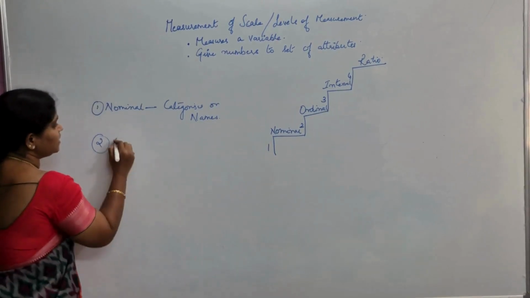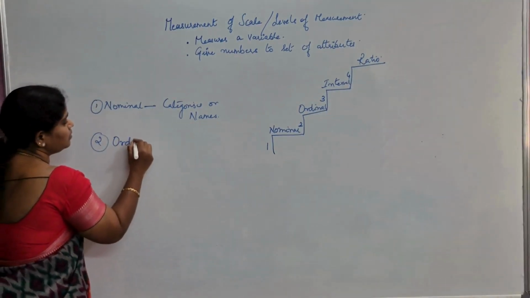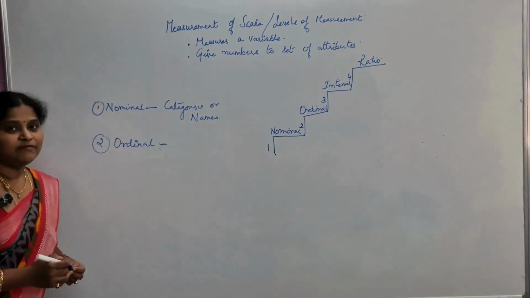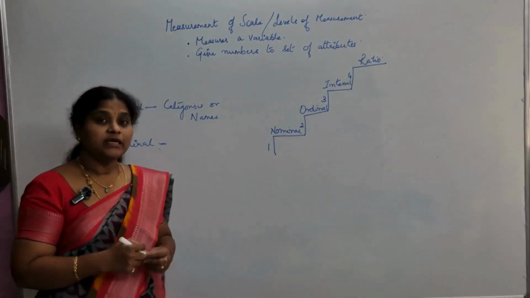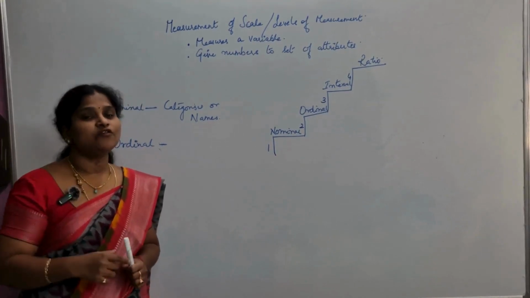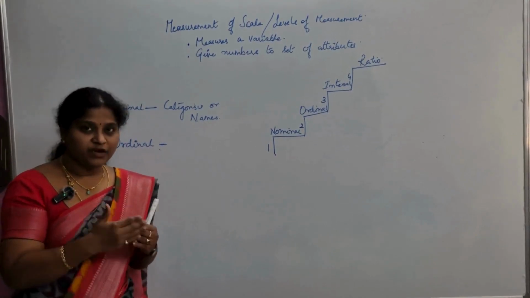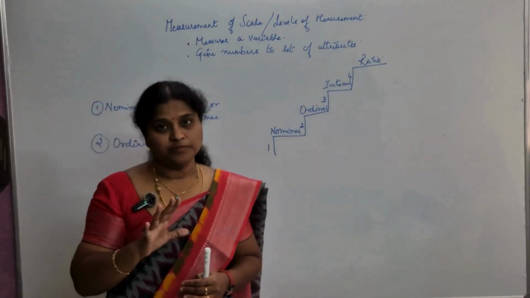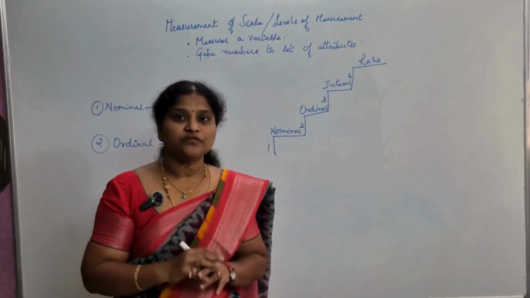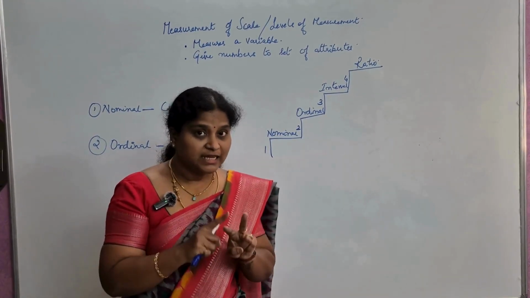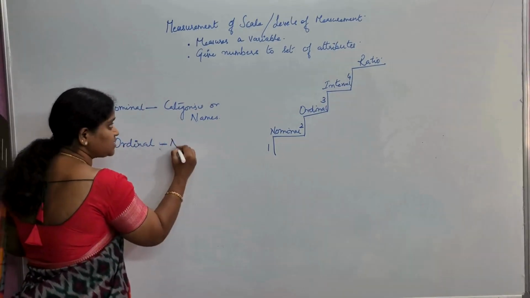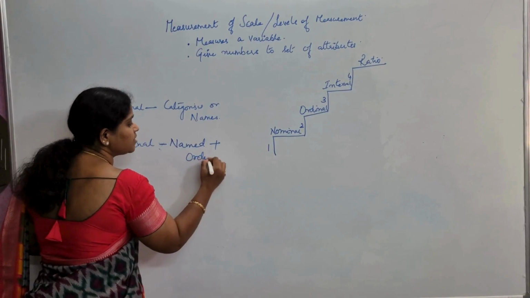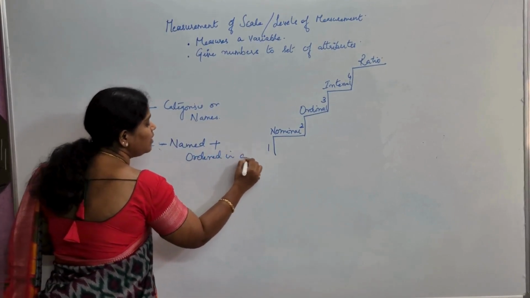The second level is the ordinal level. In the ordinal level, we have the hierarchy of presentation of the data. That is the first place to the last place or the last place to the first place. This is the arrangement of data that happens. Means in the second level, naming is done plus ordering is done. It is ordered in a hierarchy.